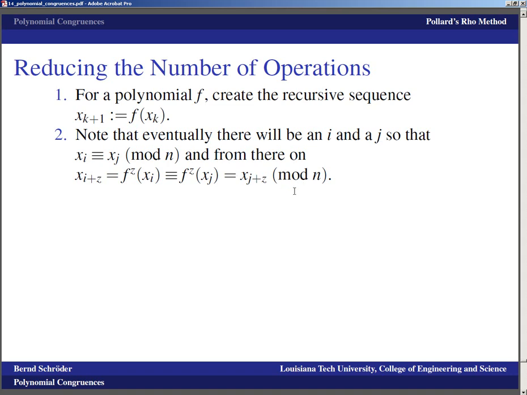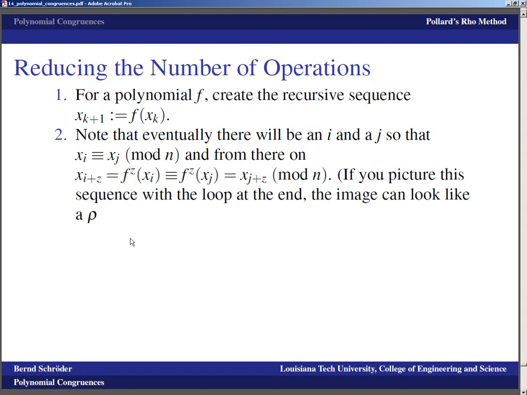So at some point in time there, the xi plus z and the xj plus z will just be the same things now. And so if you picture this sequence with the loop at the end, basically the image looks like a rho, right? Because you start with small numbers, the numbers get larger, and then it starts looping around. And that is really where the name of the Pollard rho method comes from. So it's really more of an idiosyncratic thing.